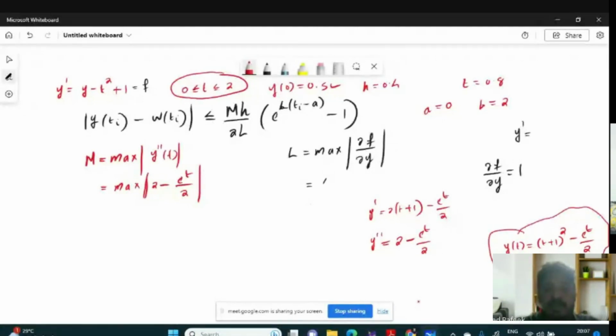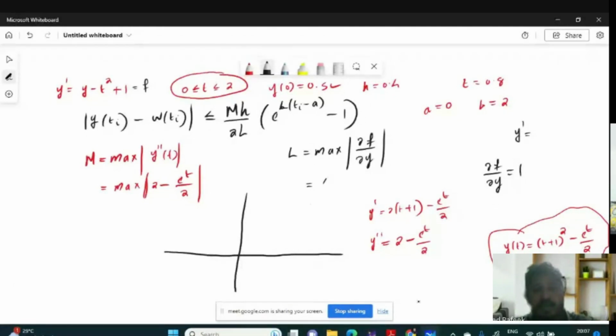Just I am plotting this one. Whenever t equal to 0, 2 minus 1 by 2, the point becomes 0 comma 3 by 2. Then this curve, if t equal to 2, this is whenever 0, 2 means here.